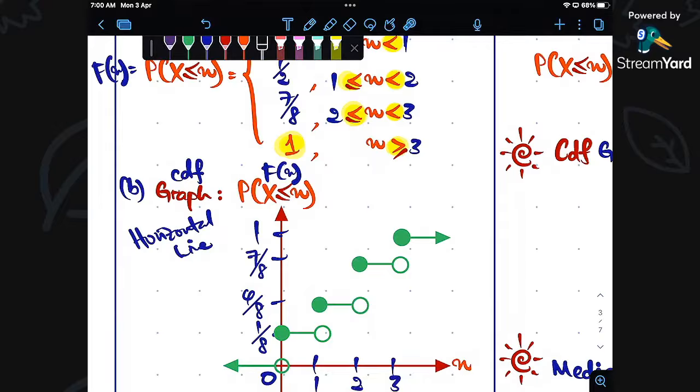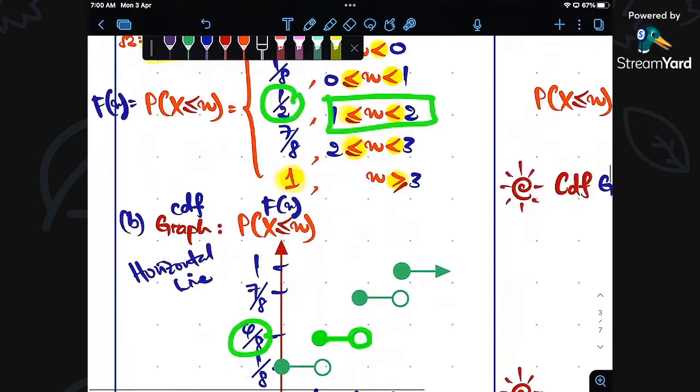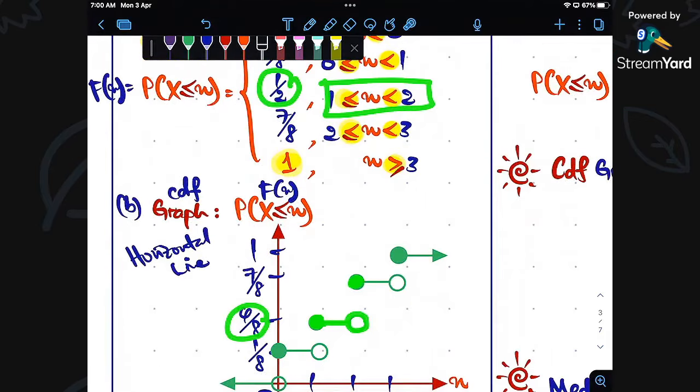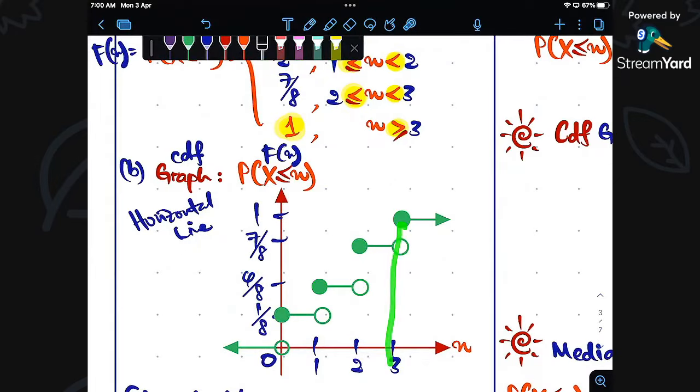And then here you can look, 1 is a filled circle, and then 2 is an empty circle for the probability of 4 over 8, which is half, 1 over 2. So it's the same thing, and so on for this part and this part. The last part is where x is greater than or equal to 3, to the right-hand side. It is a filled circle now for the probability of 1.